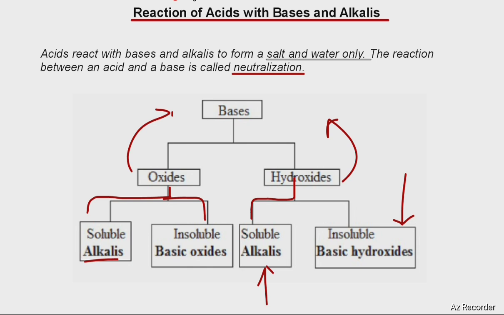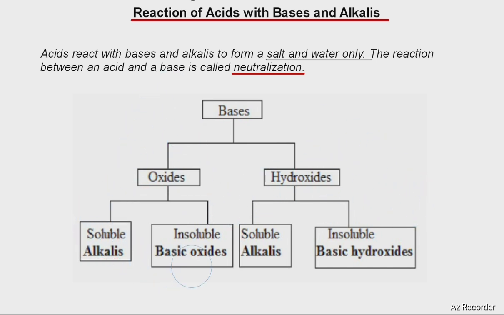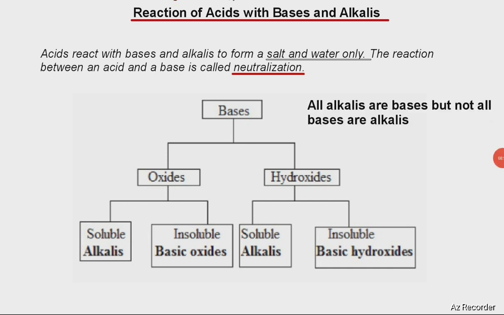So what do we learn from this? What's our conclusion? We can conclude that all alkalis are bases, but not all bases are what? Are alkalis. So that's our conclusion there. All alkalis are bases, but not all bases are alkalis. So now we understand the difference between bases and what? Alkalis.